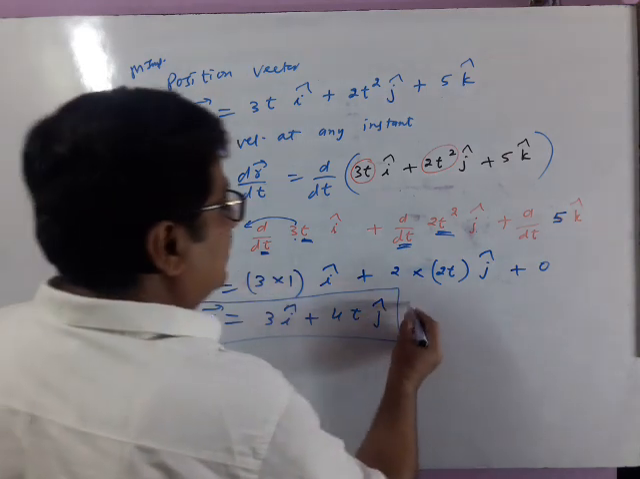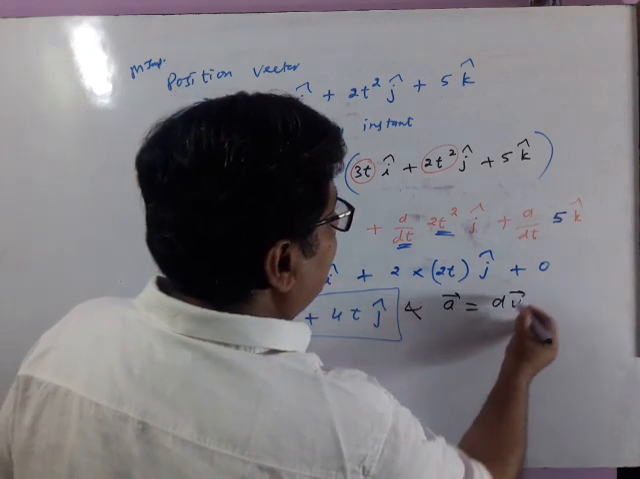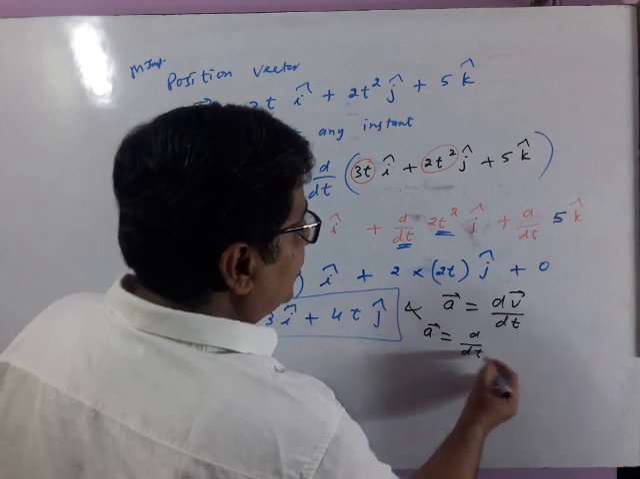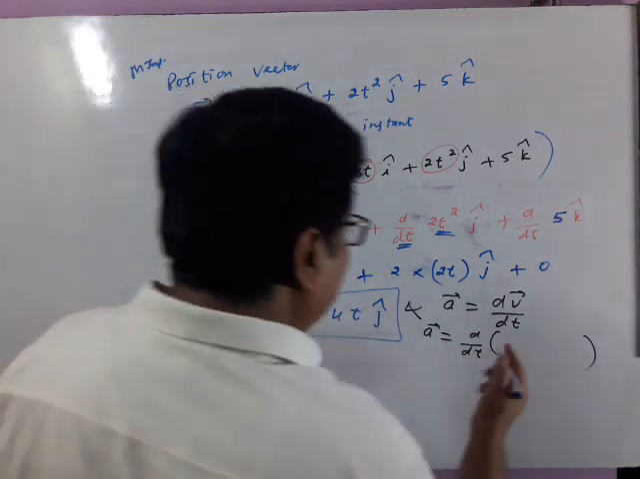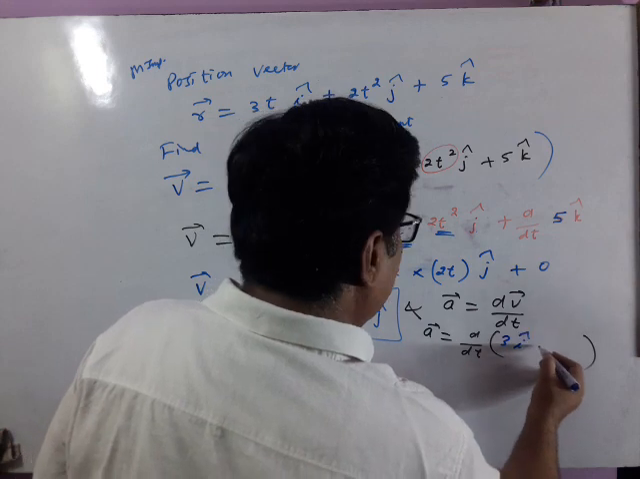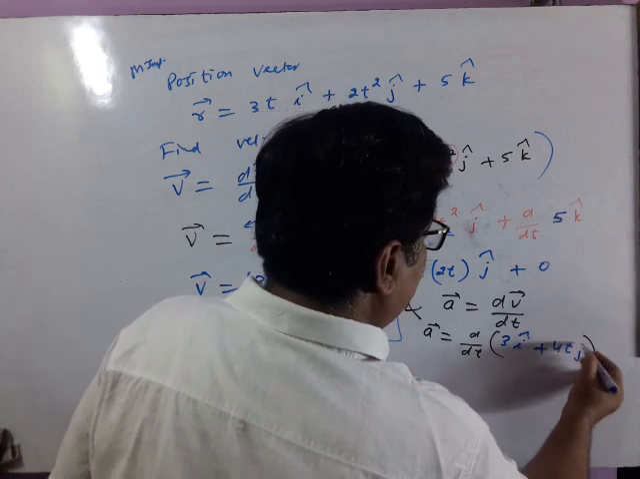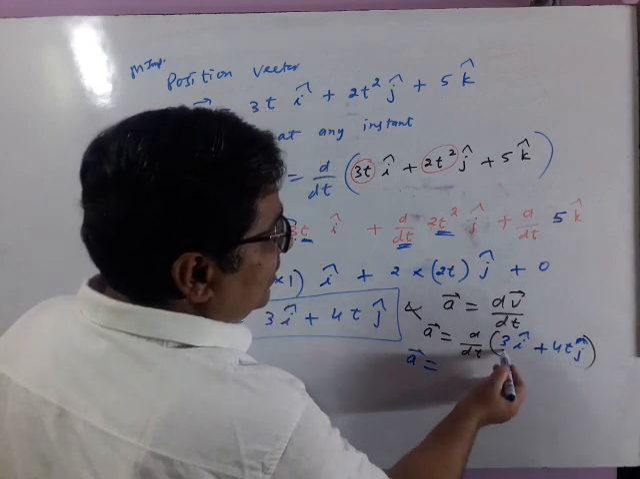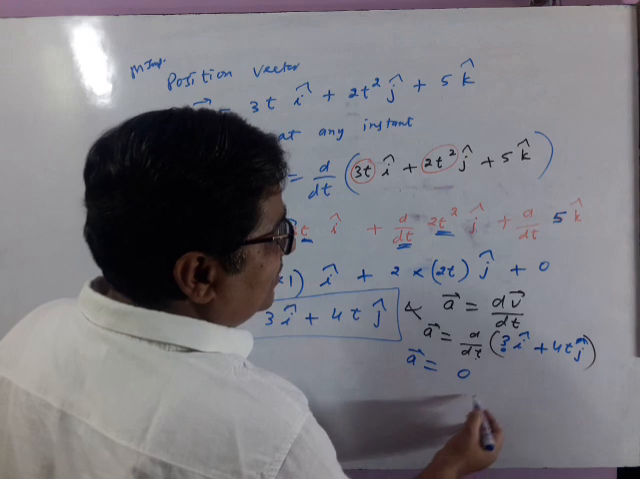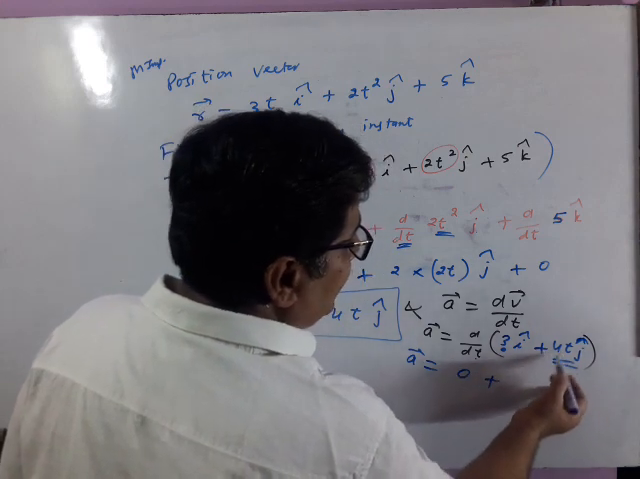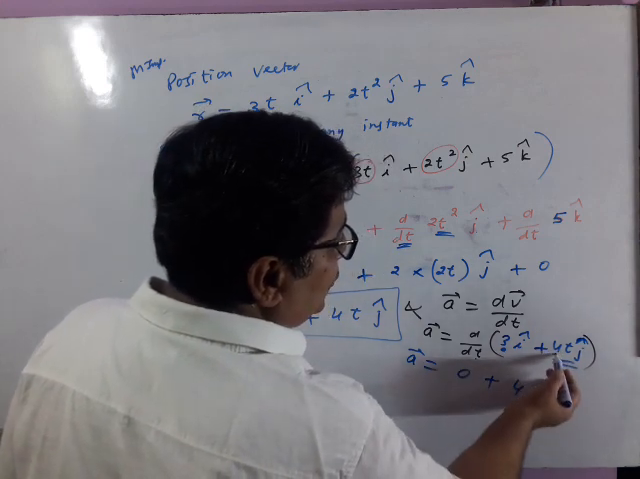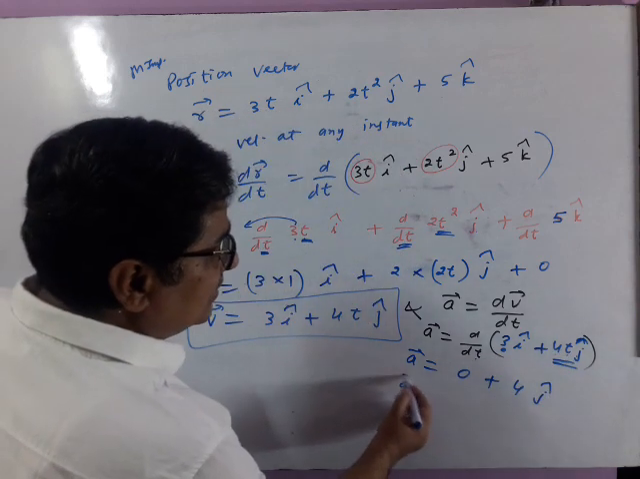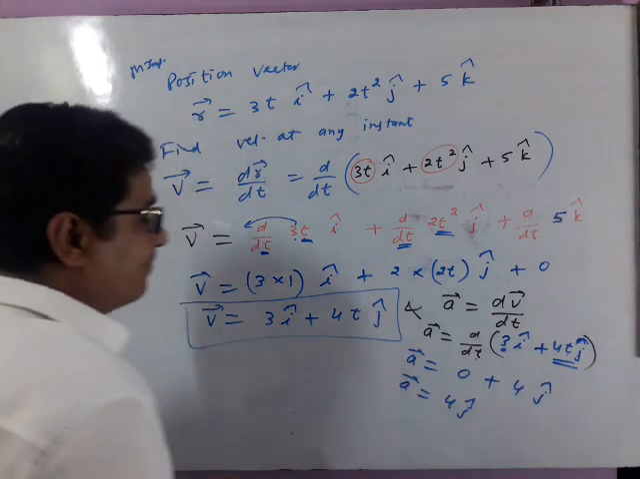Similarly, if you are asked to find acceleration, in vector form it is dv vector by dt. Just input the value of the velocity vector, whatever this is: 3i cap plus 4t j cap. Now apply the differentiation. 3 is constant, differentiation of a constant will be 0. 4t has differentiation 4, because 4 is constant, differentiation of t will be 1 and j cap should be carried. So this is the acceleration: 4 j cap.